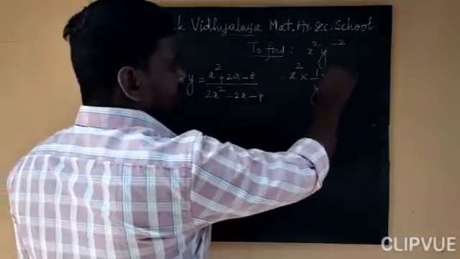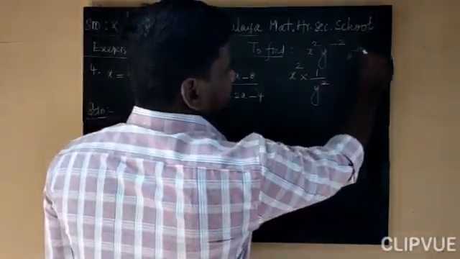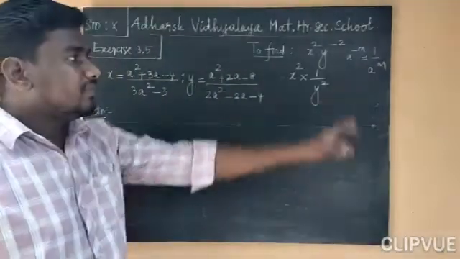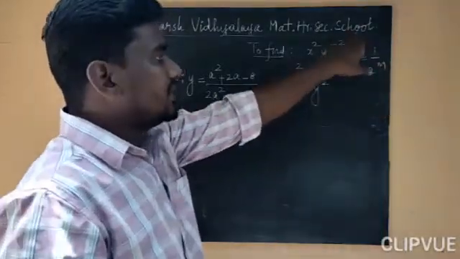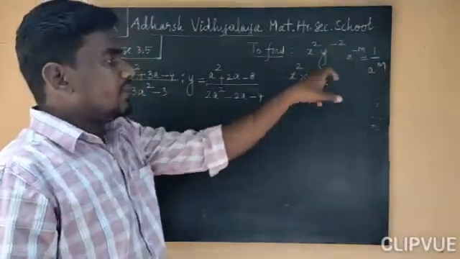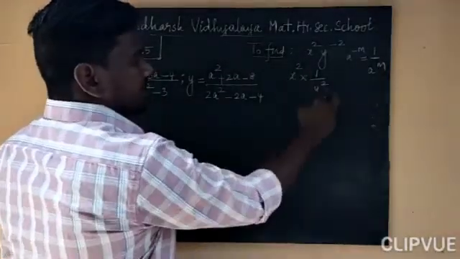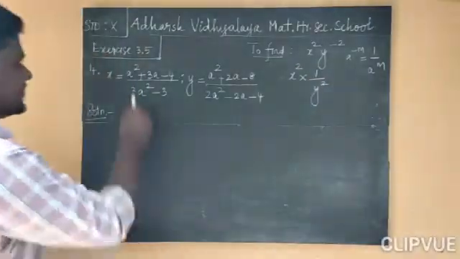In that we have learned this concept. A power minus m is equal to 1 by a power plus m. Like that, y power minus 2 can be written as 1 by y power plus 2. So we are going to find x square and y square. After finding that, we can multiply them. So first x is equal to this one.